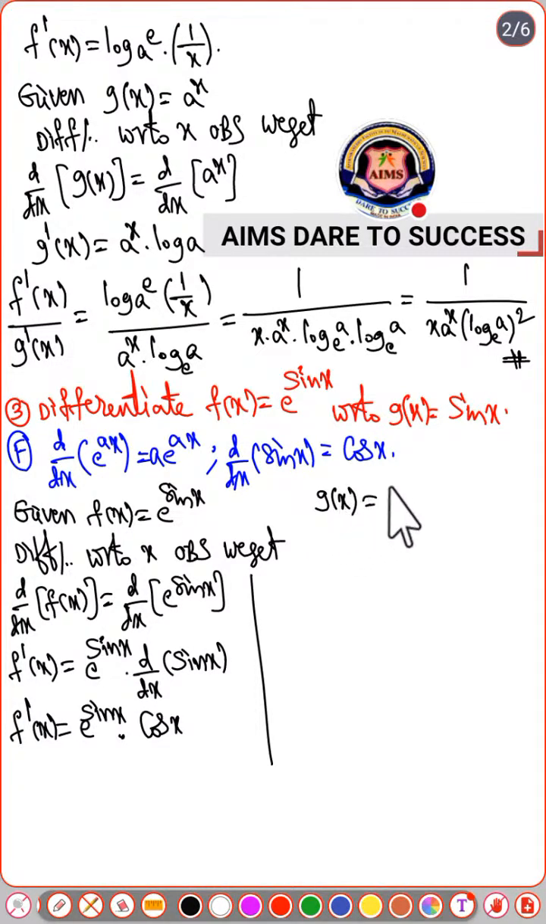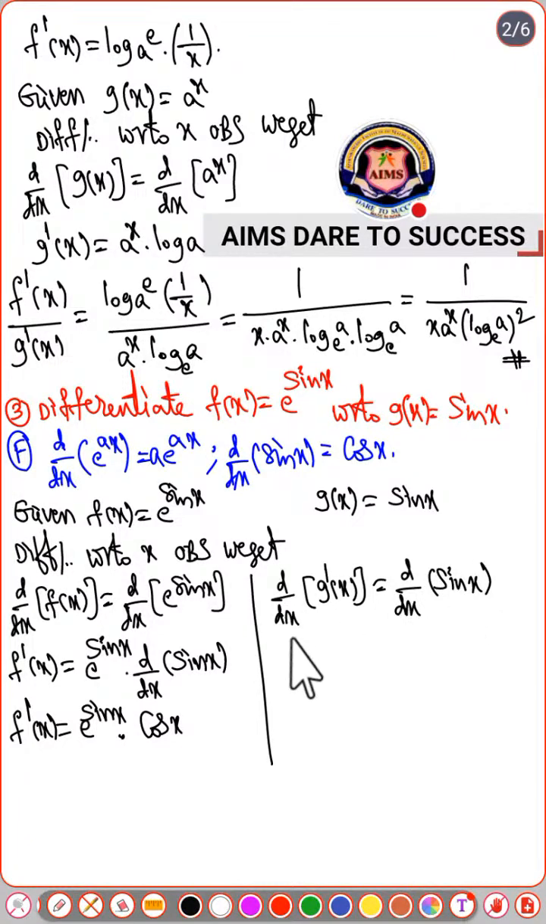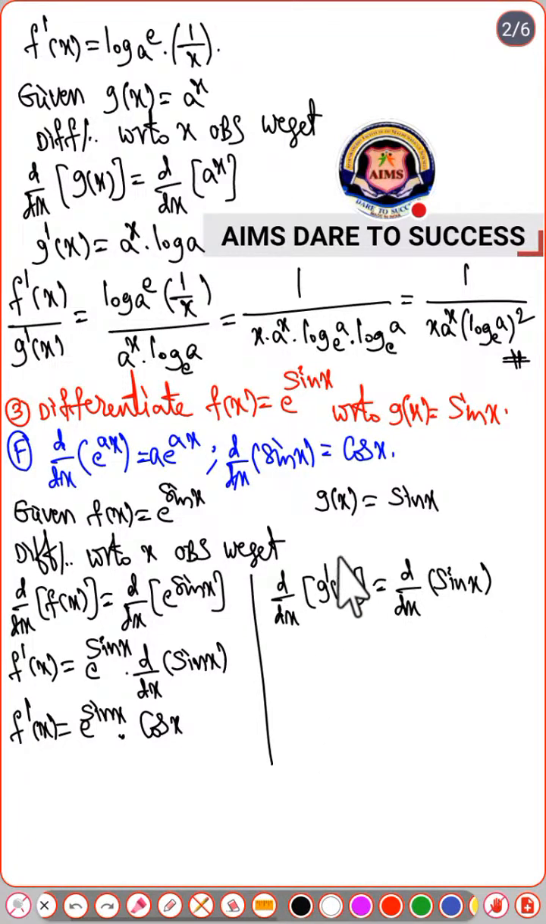Like that, given g of x is sin x, differentiating with respect to x on both sides, we get d by dx of g of x is equal to d by dx of sin x. So d by dx of g of x is g dash of x, and d by dx of sin x is cos x.